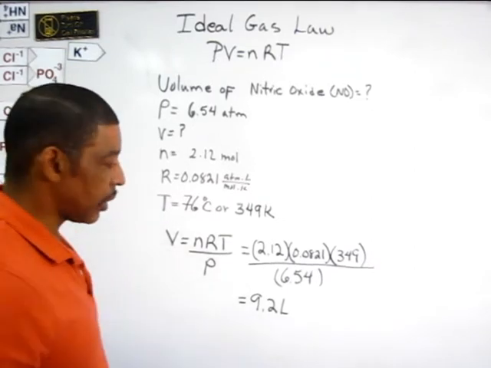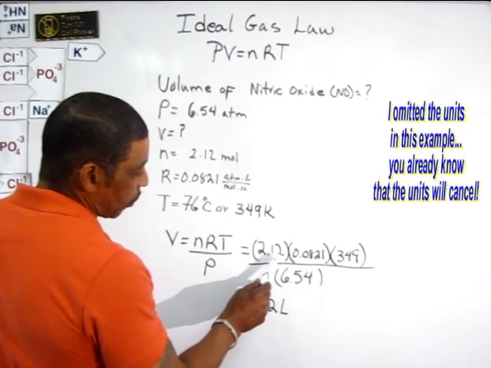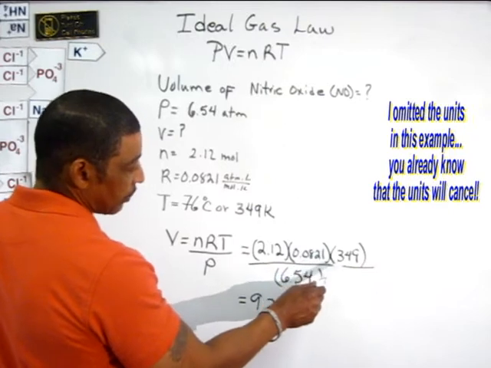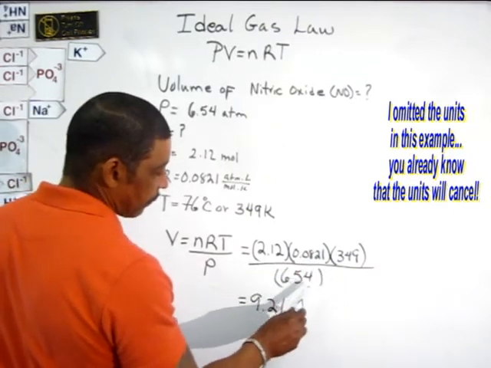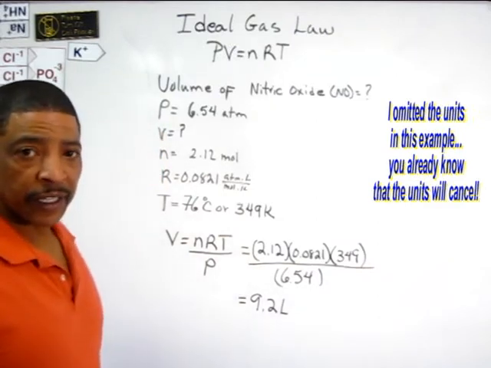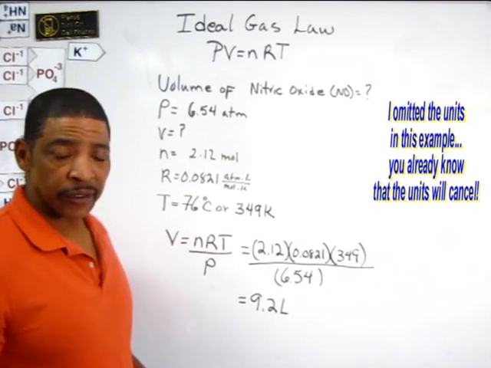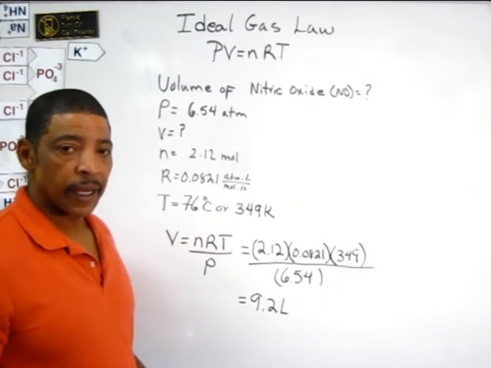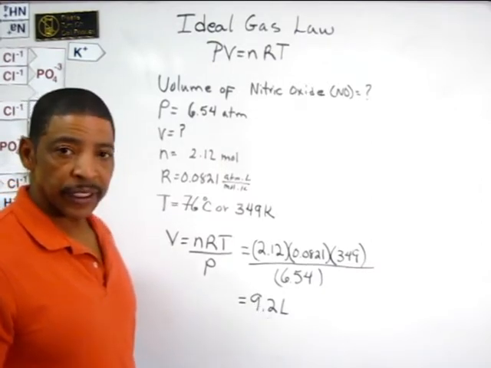This will yield the following, where V is equal to 2.12 times 0.0821 times 349 divided by 6.54. And notice in this case I omitted the units because obviously the units will cancel and the final unit will be L. At any rate, the volume will be 9.2 liters.